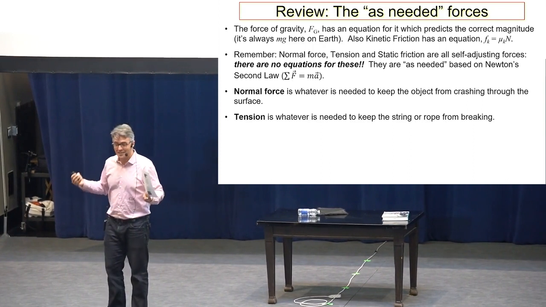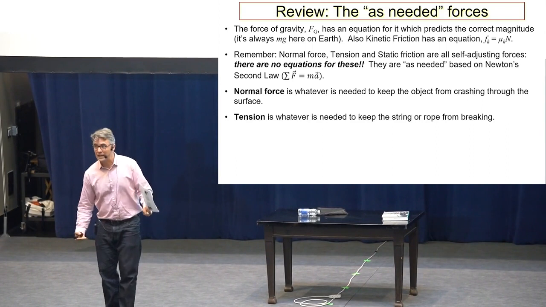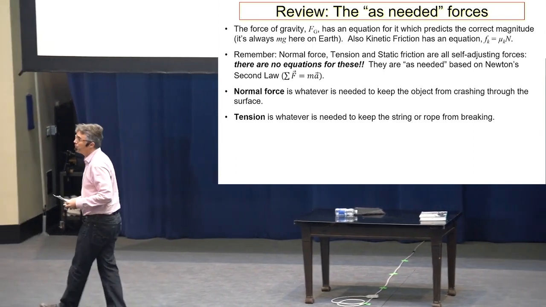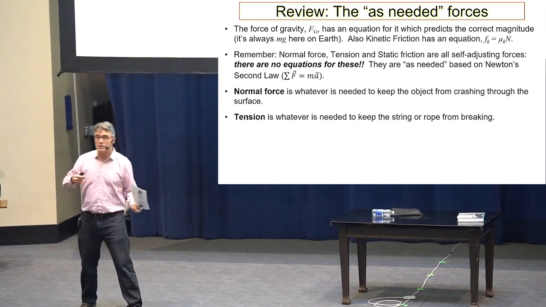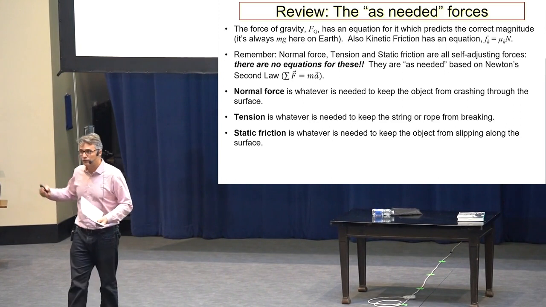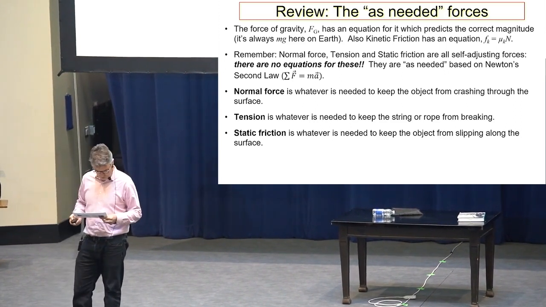Normal force is just, like right now, there's a normal force on my feet from the table, which is whatever is needed to keep me from crashing through the table and falling down. Tension is whatever is needed to keep the string from breaking, I guess. And static friction is whatever is needed to keep an object from slipping on a different surface.